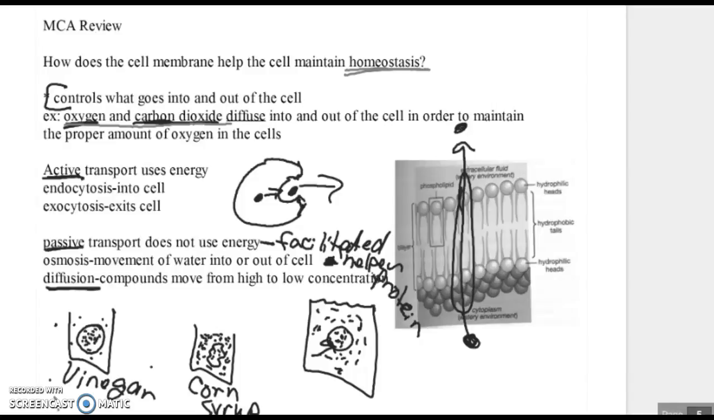So homeostasis, maintaining internal conditions, we talked about. We have to maintain constant temperature, constant oxygen levels, the proper pH, the proper glucose levels, and all of these things. But it all begins really at that cellular level. It has to control what goes into and out of the cell. It especially begins with carbon dioxide and oxygen diffusing into and out of cells.